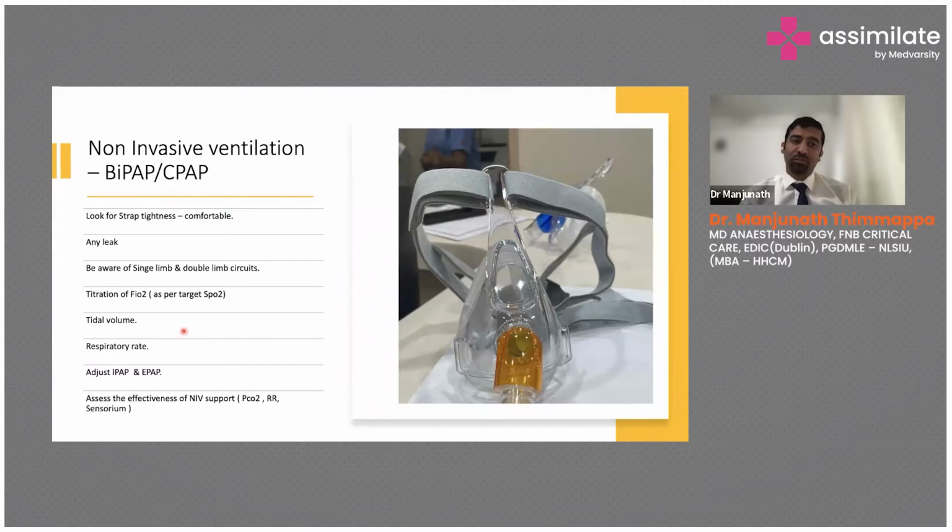The titration of FiO2 as per the target SpO2 levels, and that's a formula according to the age as well, and the tidal volume. This is the most important. Whenever you start a patient on NIV with type 2 respiratory failure and a CO2 of around 110 or 120, please make sure that you stand at the bedside and see how much tidal volume is actually being generated with the inspiratory positive airway pressure and also the expiratory positive pressure.